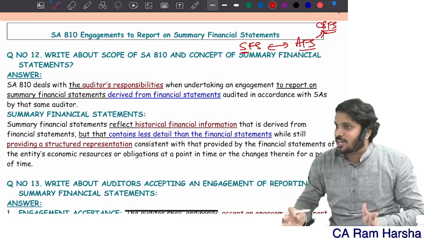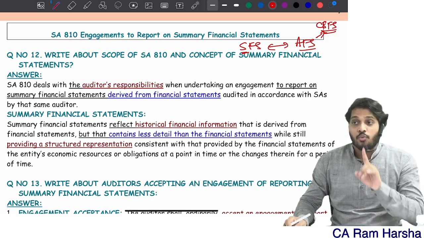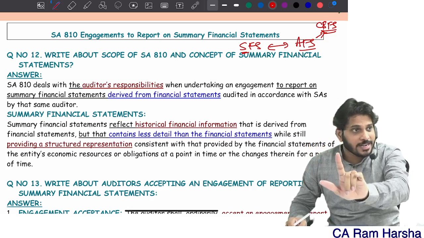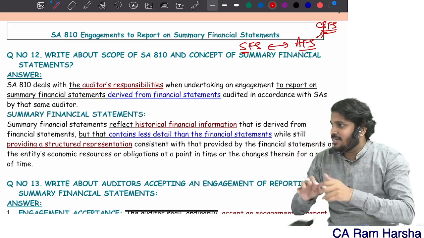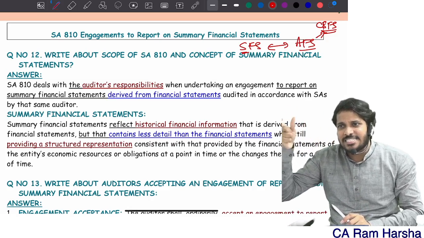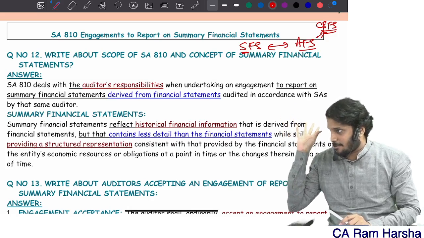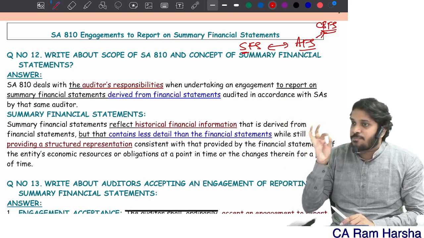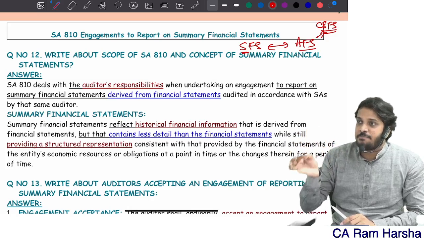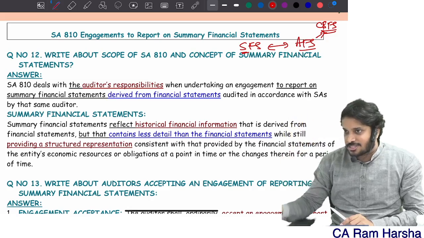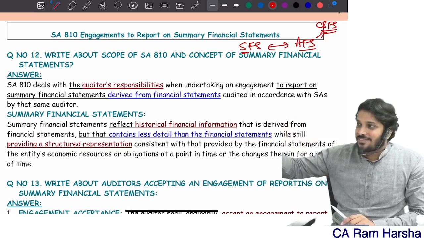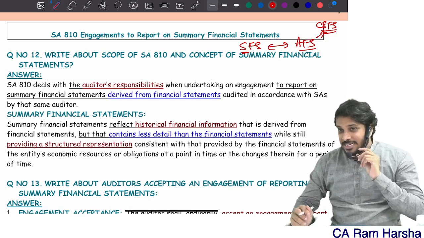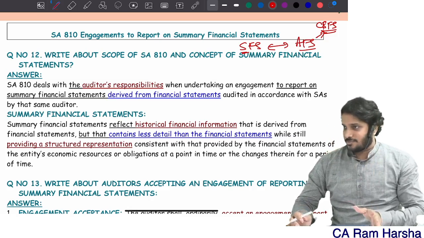You can give this report on summary financial statements as given under 810 only when you audited the complete set. Now the standard, instead of referring to it as CSFS, refers to it as AFS, audited financial statements. The auditor can report on summary financial statements only when the same person audited the audited financial statements. Audited financials means nothing but the complete set of the financial statements. Understood?